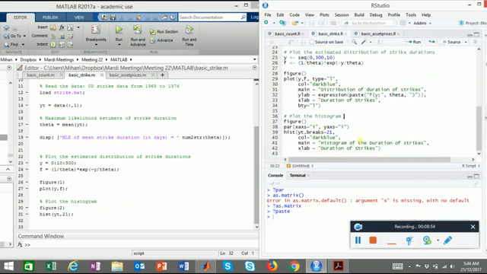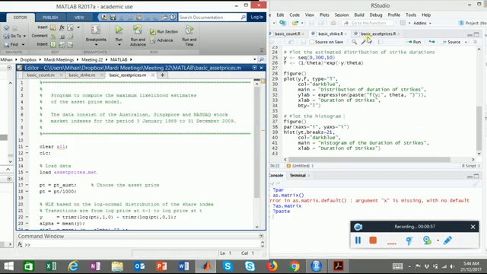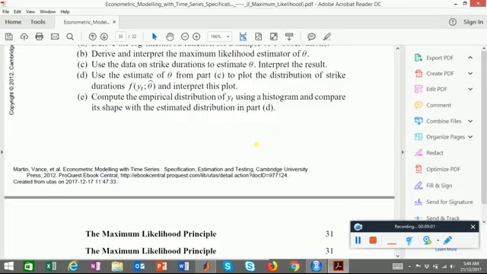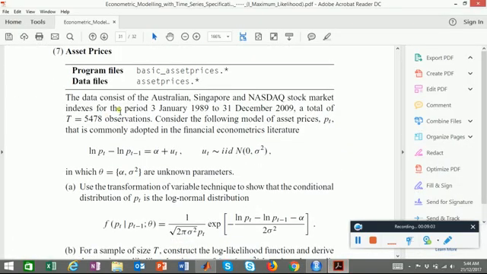For the x label, duration of strikes, everything remains the same. No big trickiness here. Let's start with asset prices. The data consists of Australian, Singapore and Nasdaq stock market indexes for the period of 3rd January 1989 to 31st December 2009, a total of T equals 5,478 observations. Consider the following model of asset prices P, commonly adopted in the financial econometrics literature.